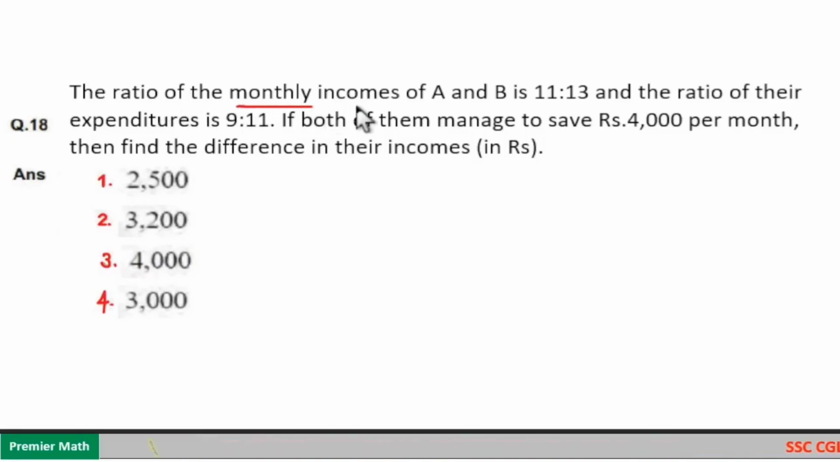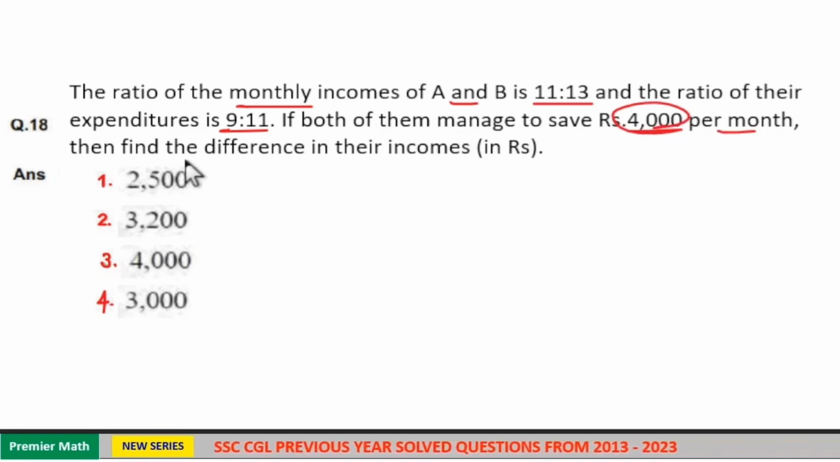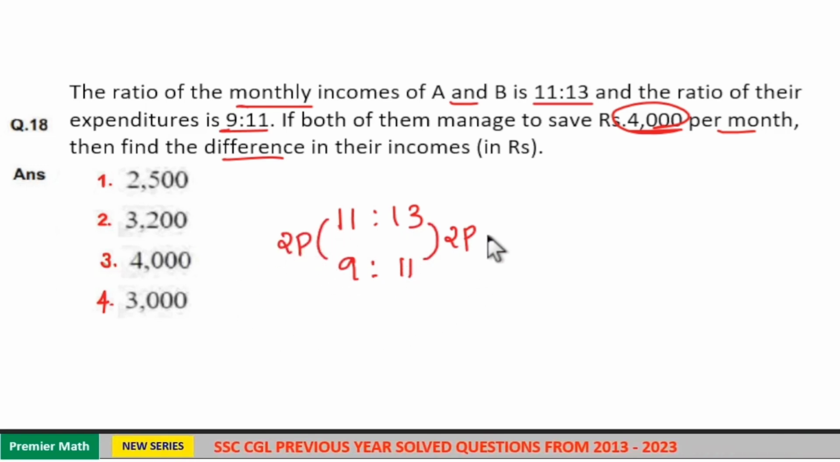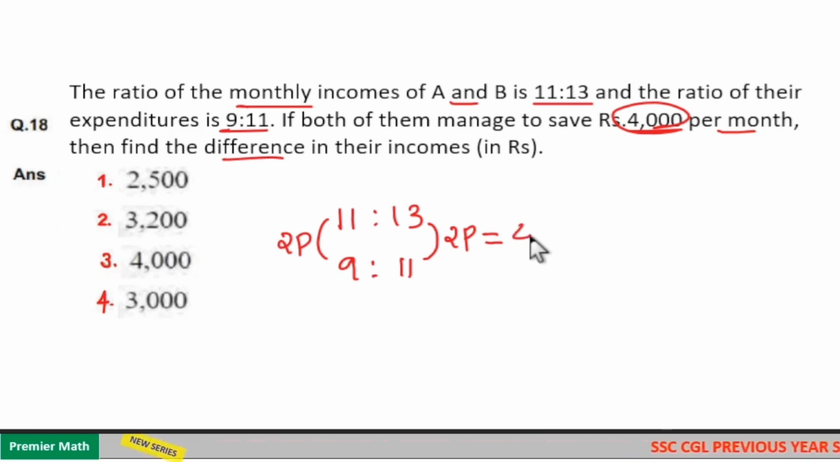Ratio of monthly incomes of A and B is 11 is to 13 and the ratio of their expenditure is 9 is to 11. If both of them manage to save rupees 4,000 per month, find the difference in their incomes. Here monthly income is in the ratio 11 is to 13 and expenditure is in the ratio 9 is to 11. Now you can see here the difference between income and expenditure is equal to 2 part. 13 minus 11 is 2 part, 11 minus 9 is also 2 part. And this 2 part is given in the question as 4,000 rupees.